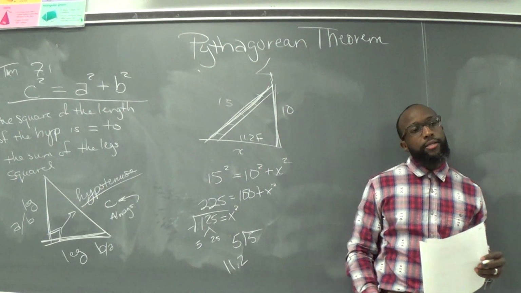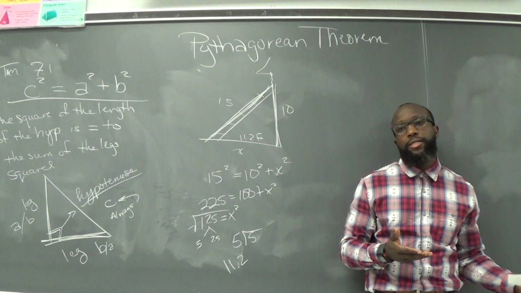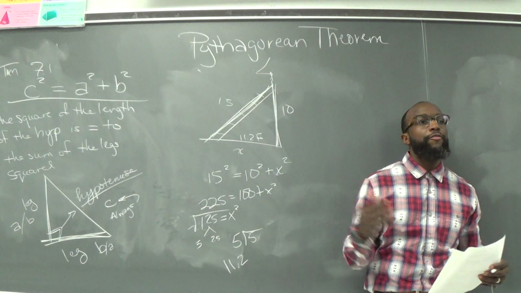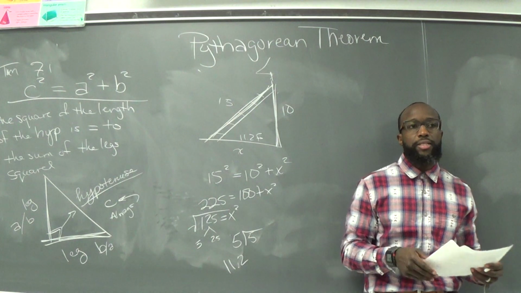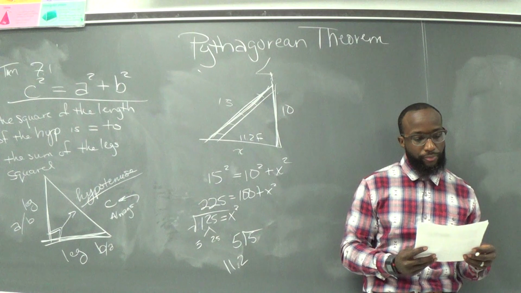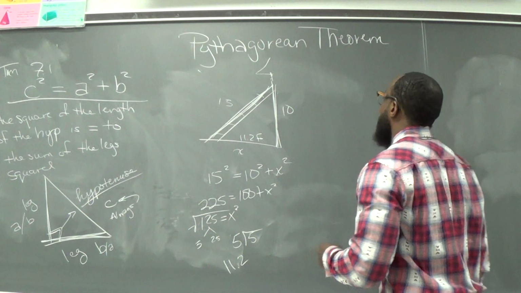I think I'll let you know. It says either round to the nearest tenth or leave it in simplest radical form. If we're talking about length, it's best to put it as a decimal, right? Because you can actually see that.